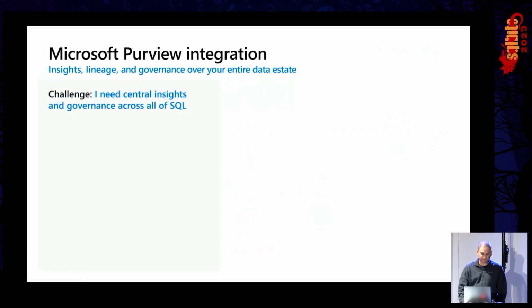The second one is Purview integration. One of the biggest things is data cataloging and data classification to apply sensitivity labels, as well as controlling usage and access to the data.